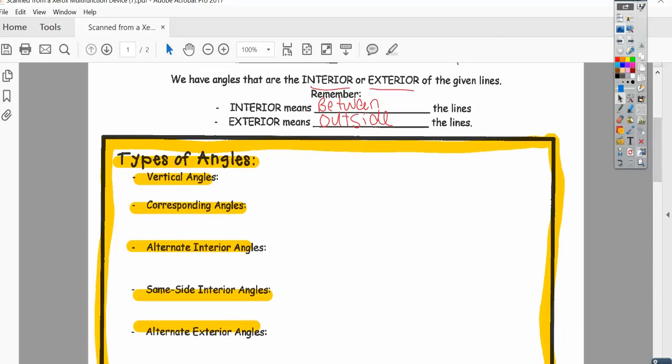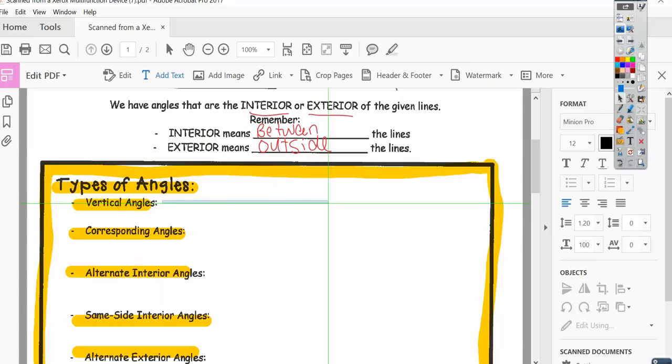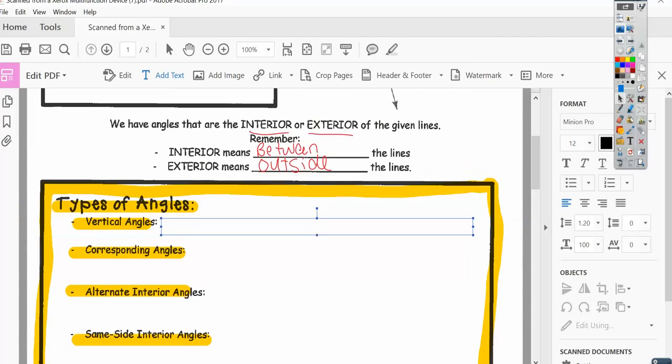Okay, so we automatically know what vertical angles are. Vertical angles are angles, and I'm going to try to type this so you don't have to read my horrible handwriting on the screen. So vertical angles, we already know vertical angles. There are two angles that are across from each other and are congruent. Okay, so vertical angles are two angles that are across from each other and are congruent.